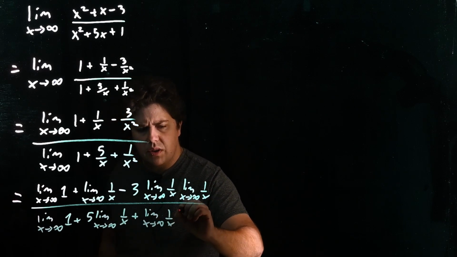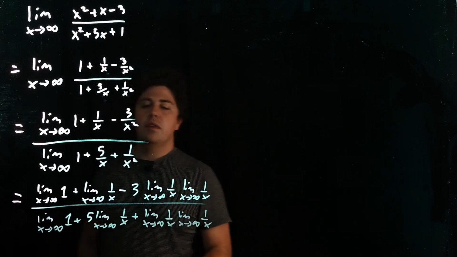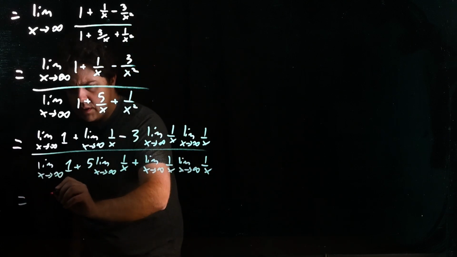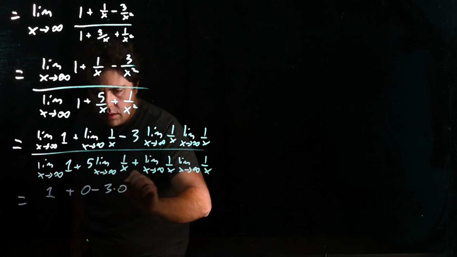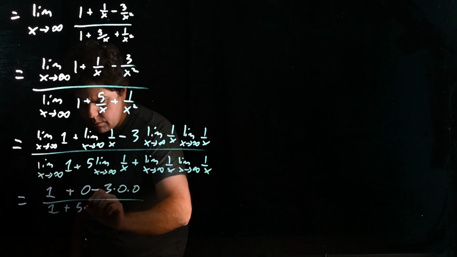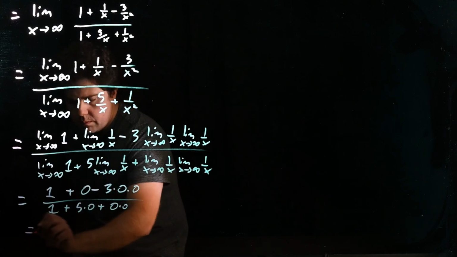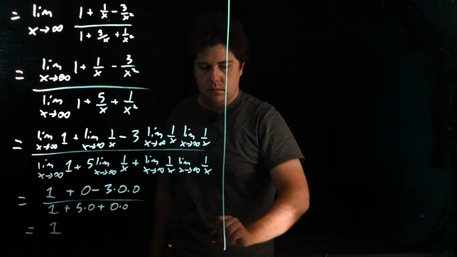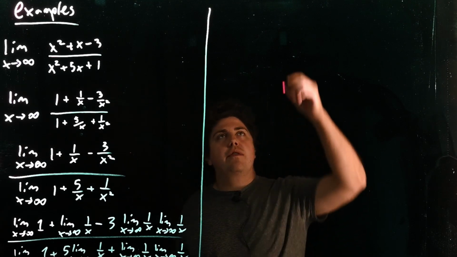But now we can just plug things in, because we know what these limits are. The limit of 1 is going to be 1, and everything else is 0. So this gives us this all over this, which is 1. And we've computed the limit. Let's do a similar example now with a slightly different trick.